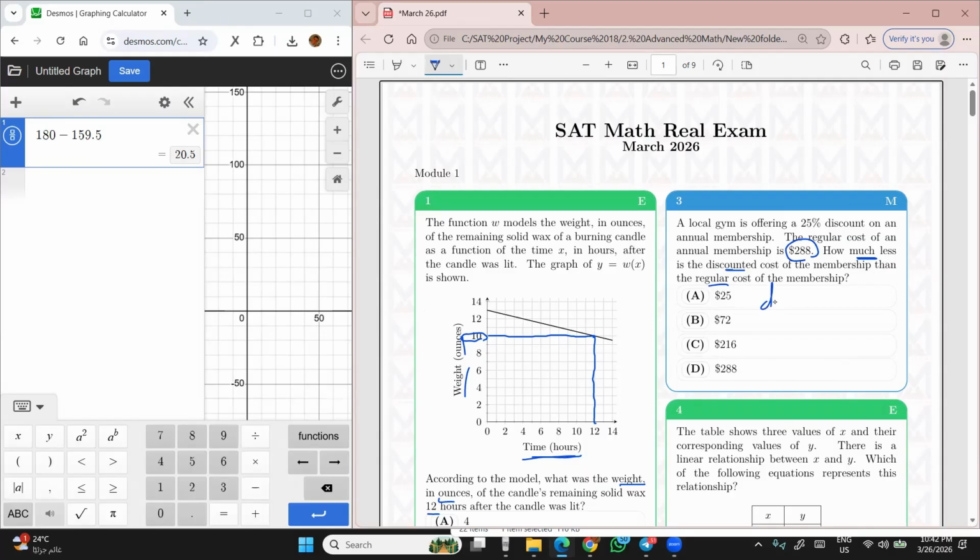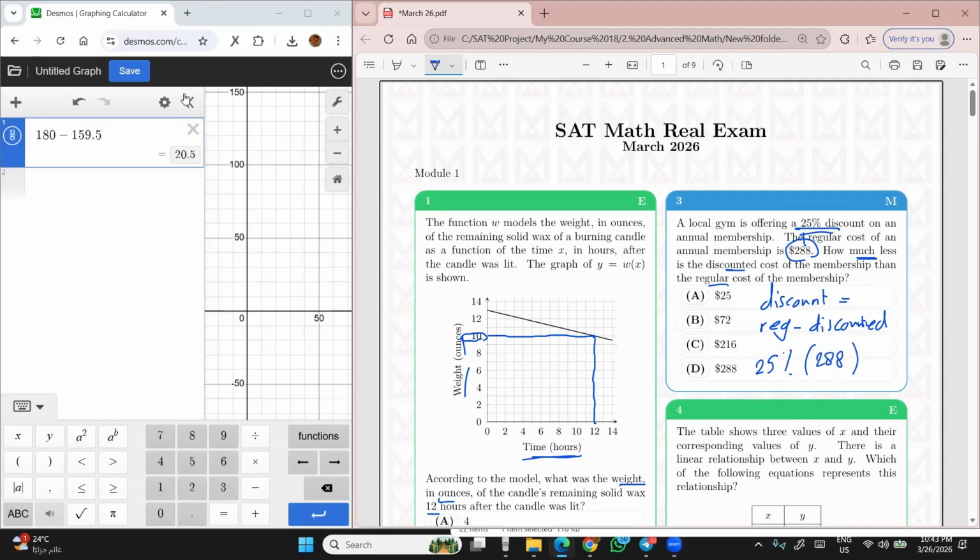So if you want the difference between the discounted and the regular, that's the discount. The discount is the same as regular minus discounted amount. We don't know the discounted amount, but we do not need it. We need the discount, and the discount is already given: 25%. But 25% of what? 25% of the regular amount, which is 288.